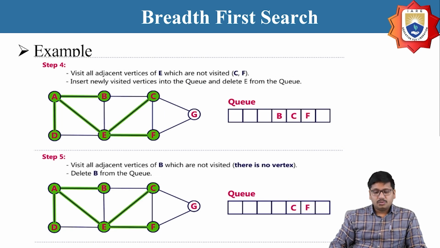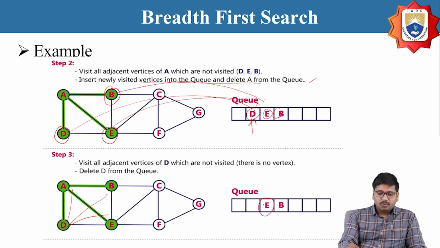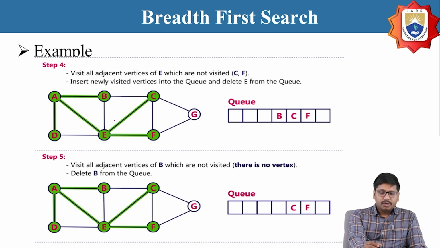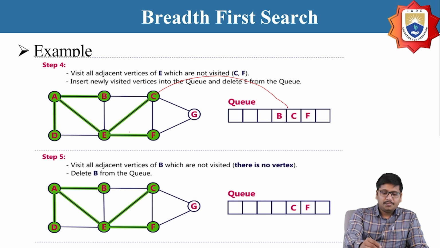Next, what are the vertices adjacent to node E? They are B, C, and F. B is already there, so no need to push it. The next adjacent vertices are C and then F, and I'm going to push them onto the queue.